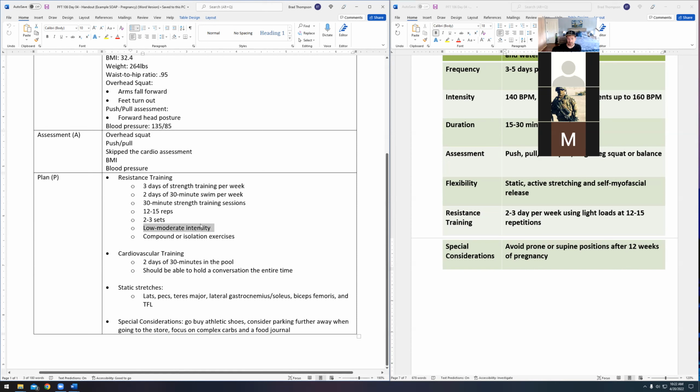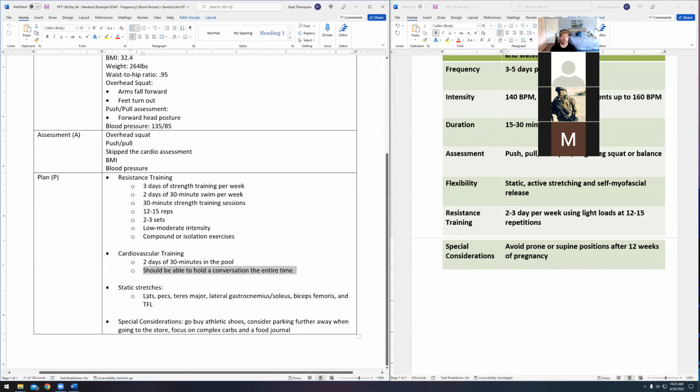We're going to go with a low to moderate intensity, obviously, and we're going to focus on compound or isolation exercises. We're not really putting any special emphasis on total body, just because those can be a little bit higher impact. We're just going to say multi-joint or single joint exercises for the most part here. Cardiovascular training, like I said, 2 days a week, 30 minutes in the pool. And in terms of her getting her heart rate up, because monitoring her heart rate is probably going to be pretty difficult without a waterproof watch, she should be able to hold a conversation the entire time. That's what we're going to tell her. Hey, you shouldn't really be fully out of breath, but you should be breathing a little bit harder, but be able to hold a conversation the whole time.